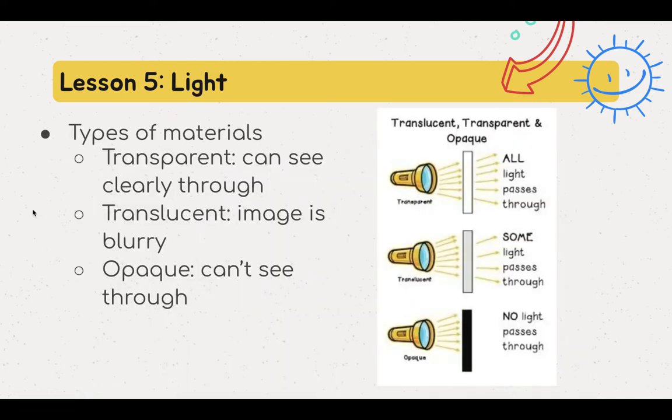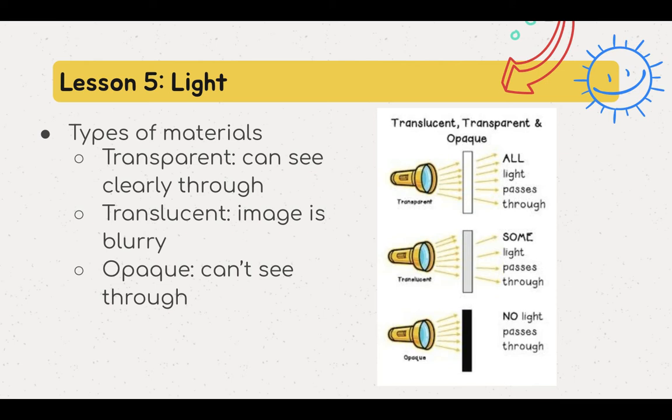Lastly, we are going to be talking about light. First, we're going to be talking about different types of materials. What is a transparent material, what's a translucent material, and what is an opaque material? A transparent material you could clearly see through. So an example for this is a window. You could clearly see through a window.